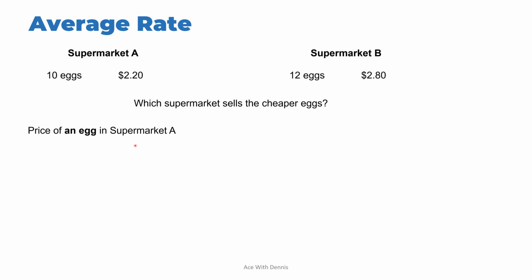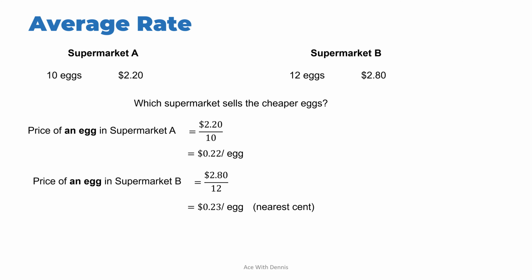The price of an egg in supermarket A will be equal to $2.20 divided by 10, and we get 22 cents per egg. The price of an egg in supermarket B will be equal to $2.80 divided by 12, and we get 23 cents per egg, rounded to the nearest cent. And now we can compare the price fairly and conclude that supermarket A sells the cheaper eggs.